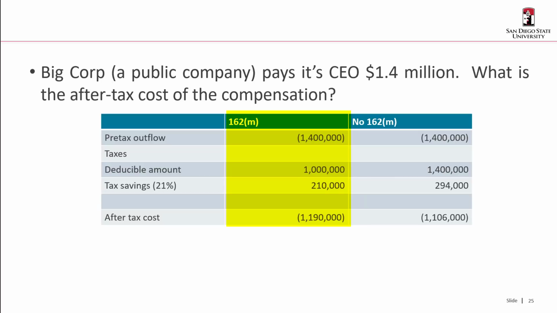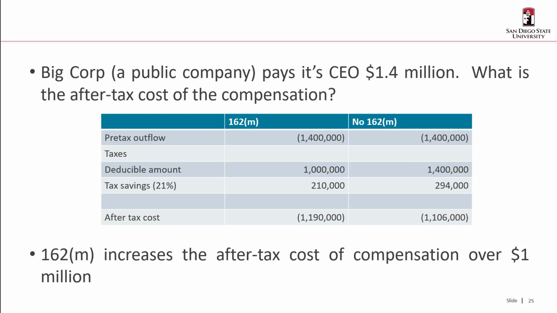If, on the other hand, there was no such limitation on this deduction, then the $1.4 million pre-tax outflow remains the same. However, now the deductible amount would be the full $1.4 million and would generate tax savings of $294,000, lowering the after-tax cost, right? So what's happened is 162(m) simply increases the after-tax cost of compensation over $1 million.